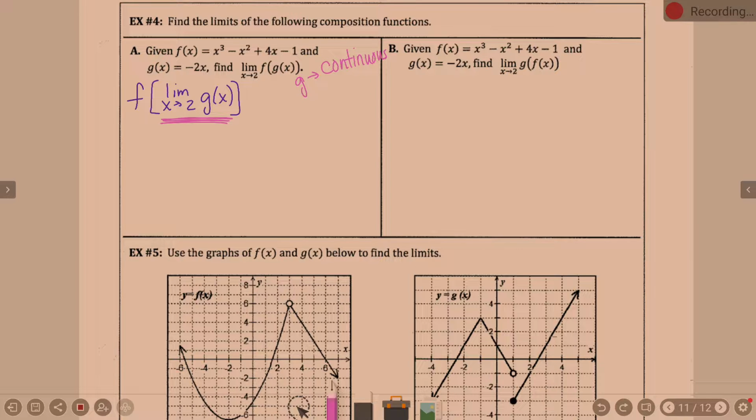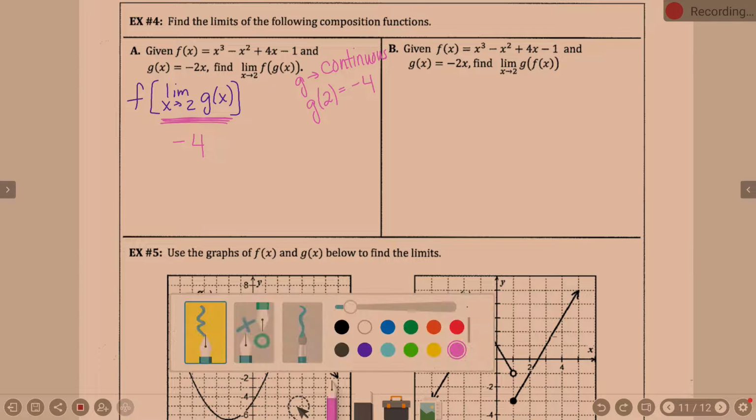Because g is continuous, in order to do this, we just need to find what g of 2 is. So when I plug in 2 into the g equation, what do I get? Negative 4. So right there, that limit is negative 4. I can just plug that in because it is a continuous function. If it's not continuous, we have a different story to tell. But it's just a traditional polynomial, which makes it continuous.